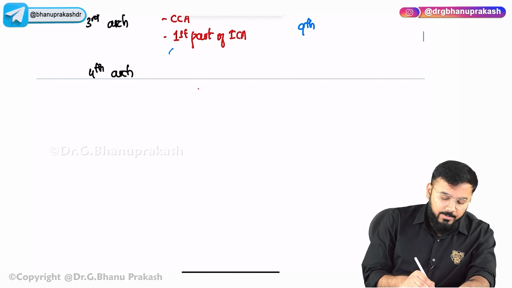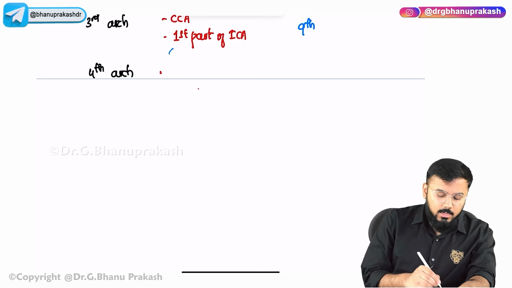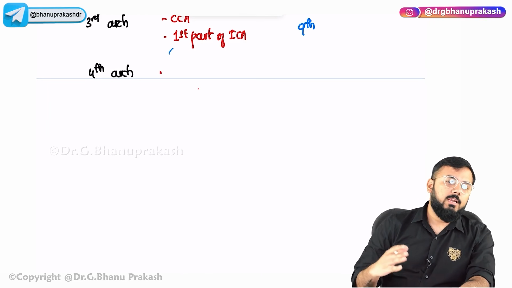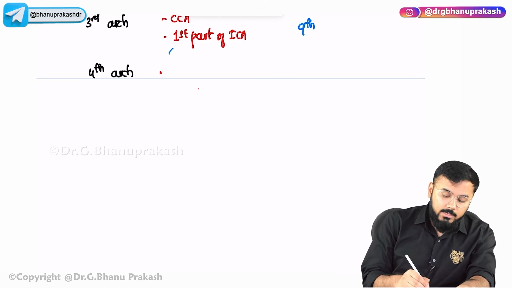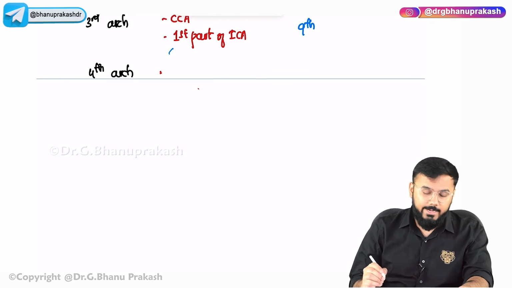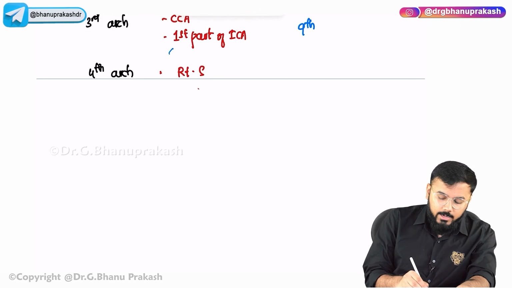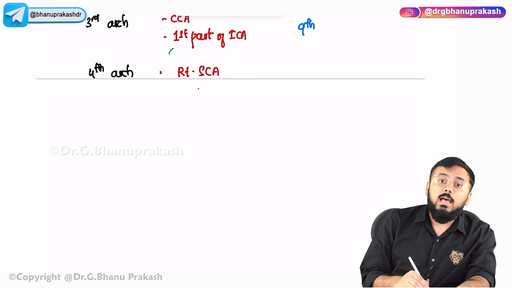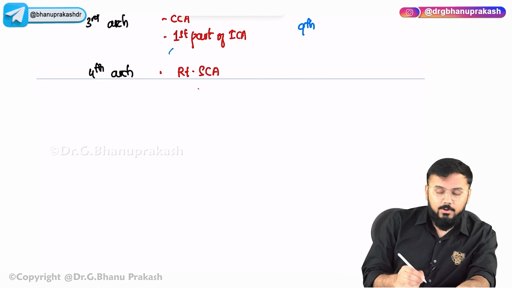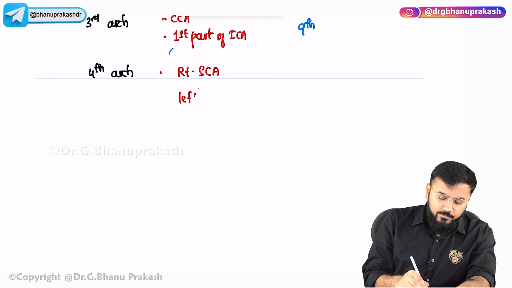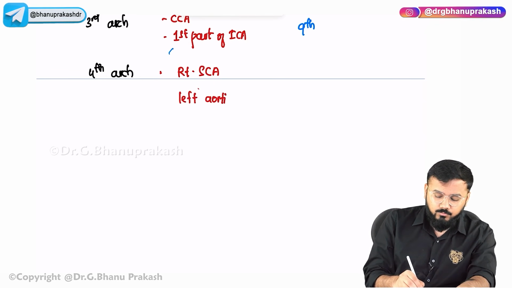Now coming to the fourth arch, what arteries is it divided into? One is your right subclavian artery. Another one you have to remember is the aortic arch, the left side of the aortic arch. If the arch of aorta is there, that is divided into right and left. That is the left aortic arch.